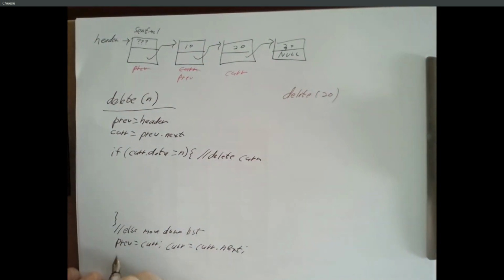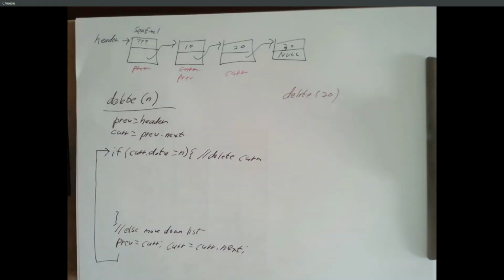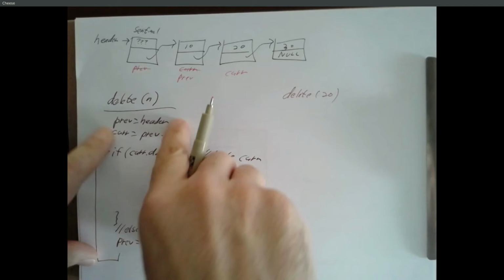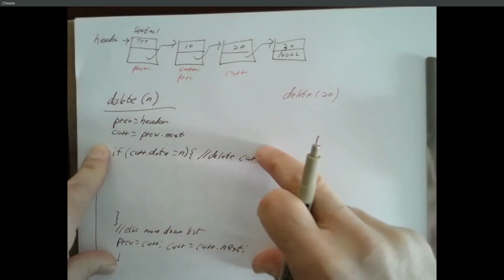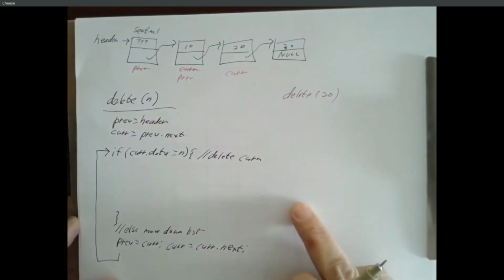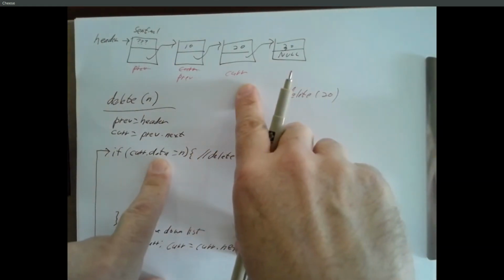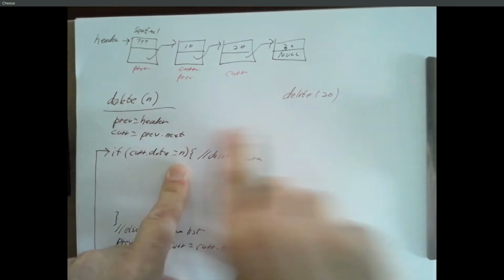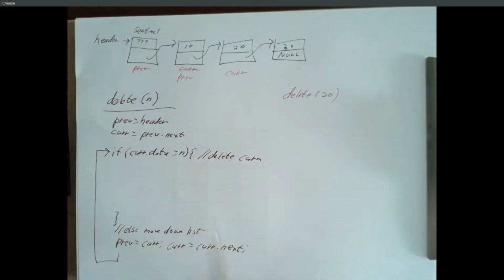And then we're going to go back up to the top of our loop. So this was initialization. This is where our loop begins. So throw all this in some kind of while loop. Well, now we're going to check current's data, which is 20, and see if that's equal to n, and I'm supposing we're trying to delete 20. So this if statement is going to fire.